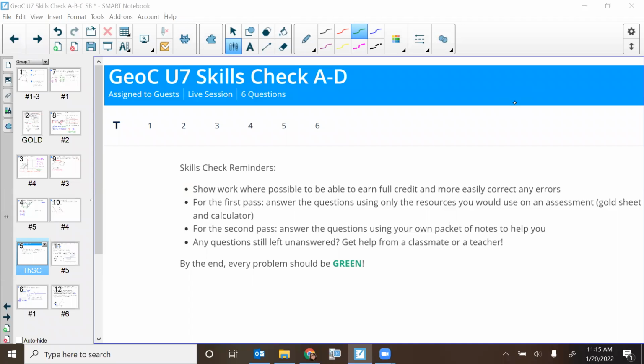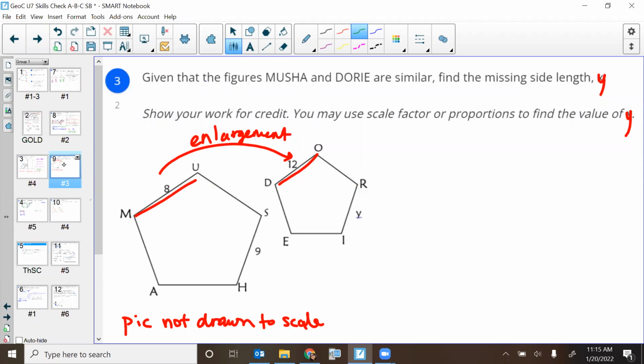Okay, on the skills check for A through D, now let's talk about number 3. Number 3 was not drawn to scale. Sorry about that. I won't do that to you on the test, but actually this one is bigger, sort of like a perspective picture where it's further away. So you can do 2 possible things to solve this. You can either use scale factors or you can set up a proportion.